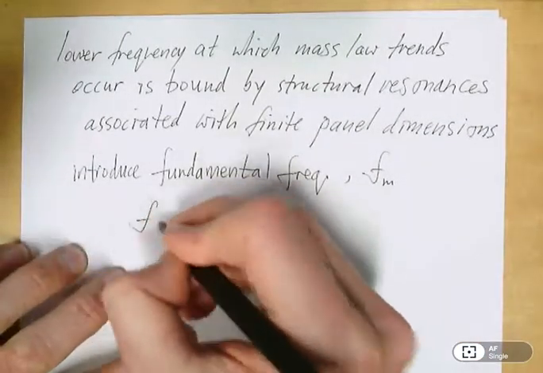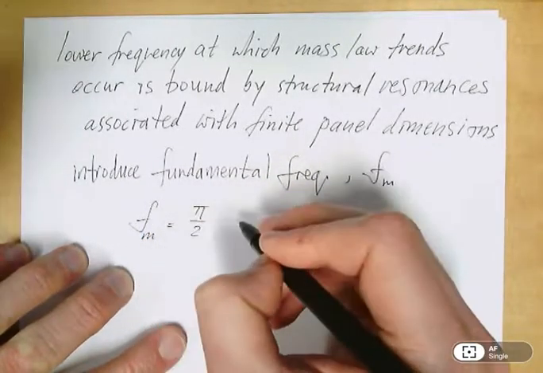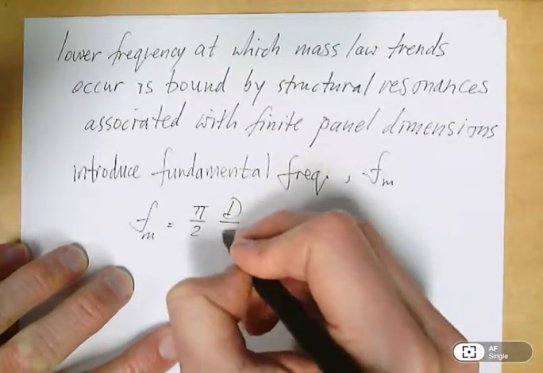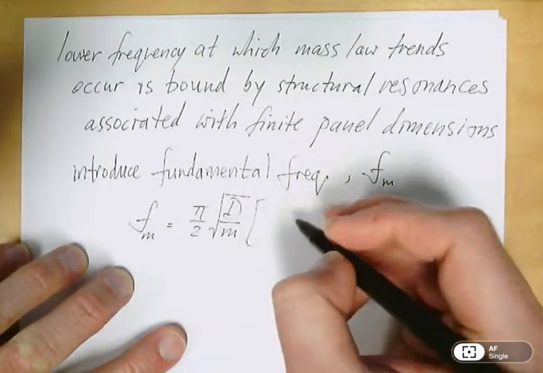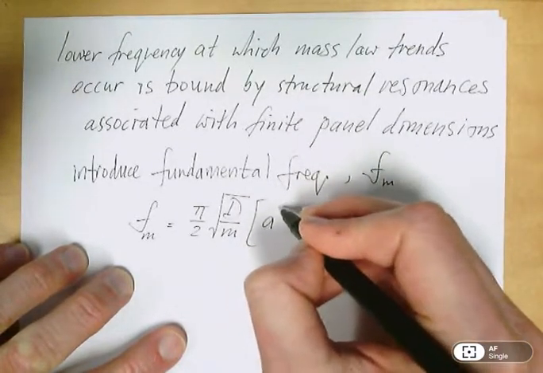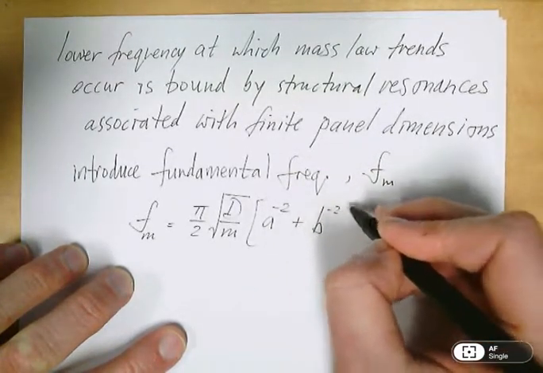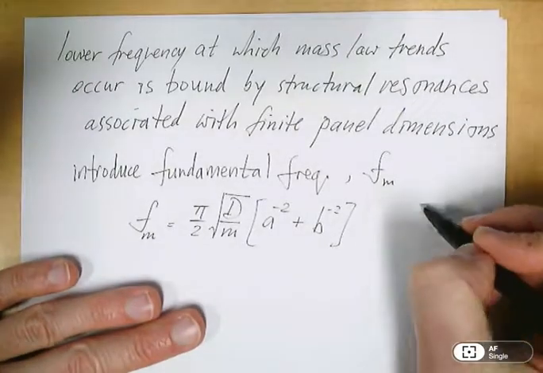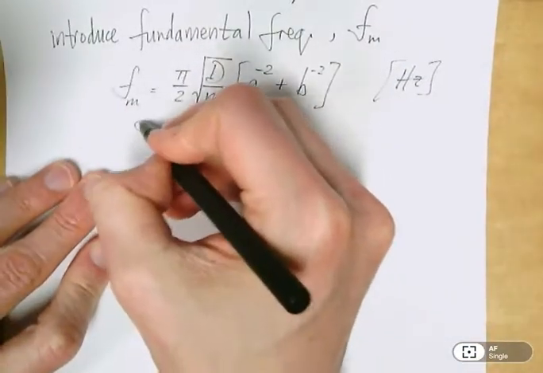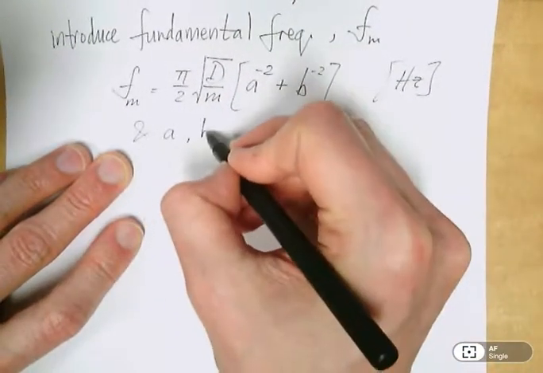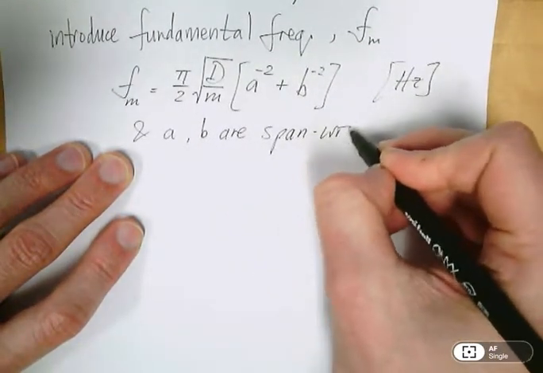Where that fundamental frequency is computed to be pi on 2 times the bending stiffness on the surface density, and take a root of that, and then multiply by a bracketed term of a quantity a to the power of -2 plus b to the power of -2, where this whole frequency is of course in hertz, and a and b are span-wise dimensions of the panel, the actual dimensions that are of interest.